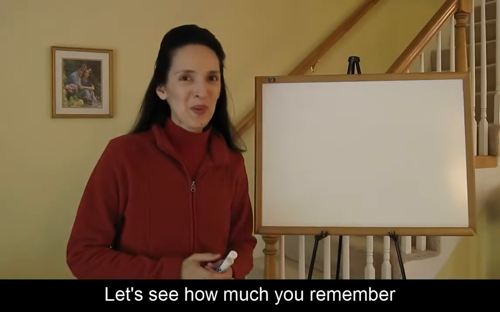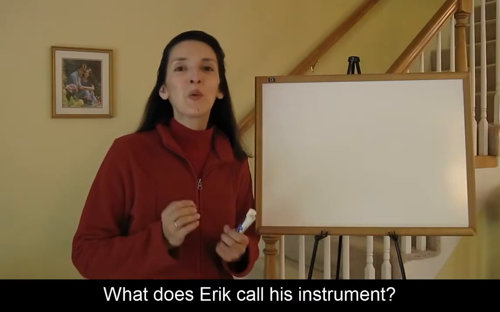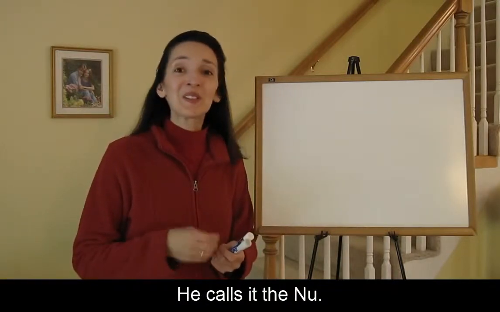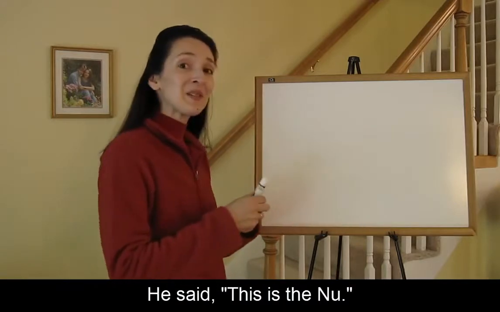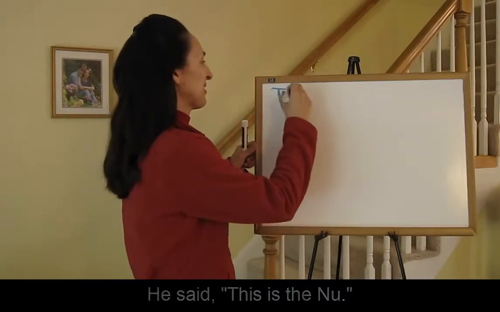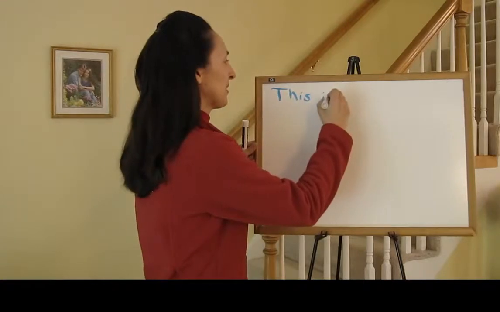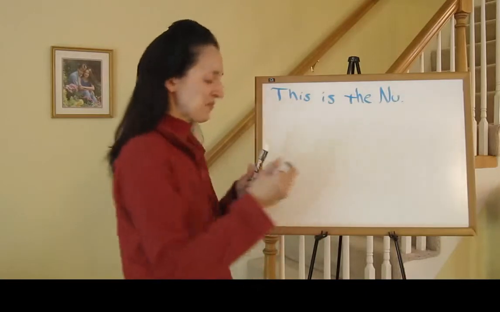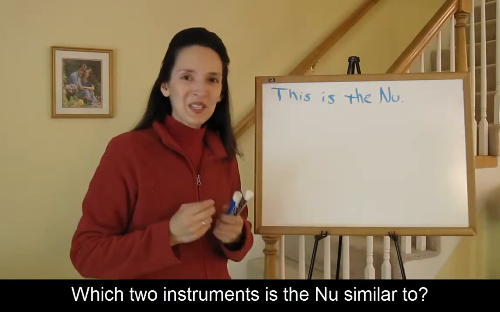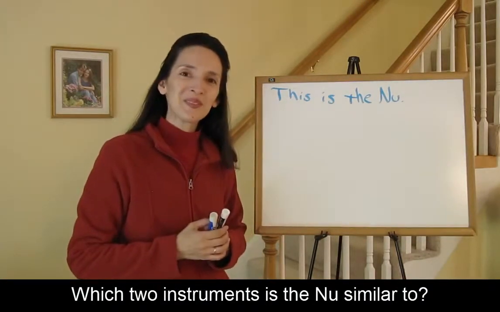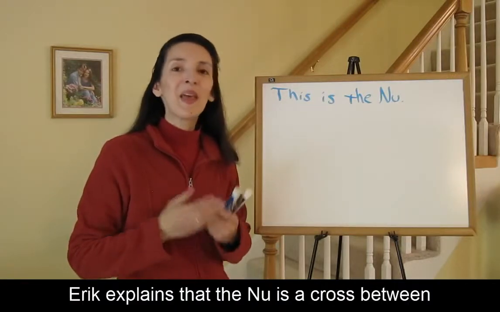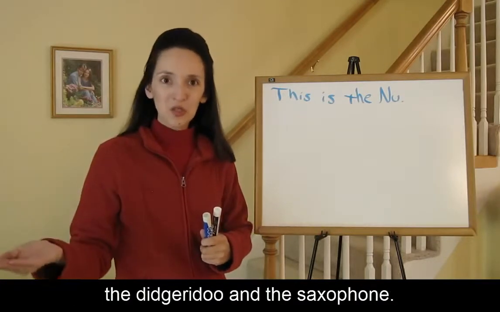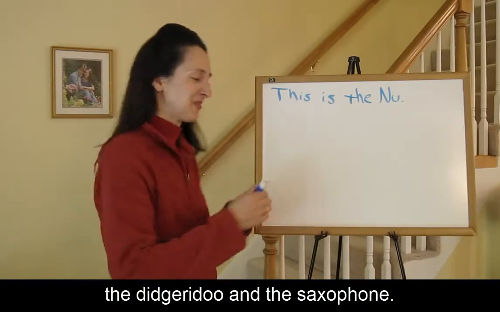Let's see how much you remember from the conversation. What does Eric call his instrument? He calls it the new. He said, "This is the new." Okay. Which two instruments is the new similar to? Do you remember? Eric explains that the new is a cross between the didgeridoo and the saxophone.